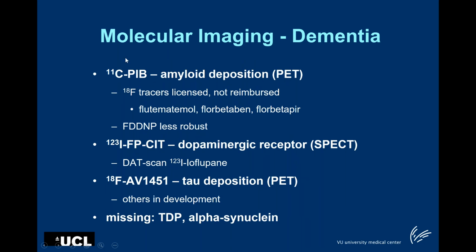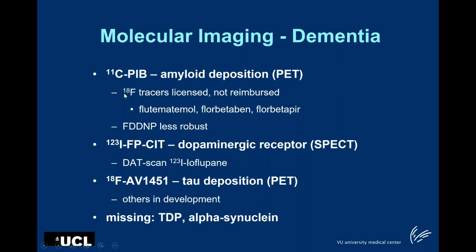But we would like to go even earlier, as I said, and therefore we now have at our disposal molecular imaging techniques. I will talk mostly about amyloid imaging that we can do using PET, and the first tracer that we were able to use was PiB, Pittsburgh compound B. The disadvantage was that it was labeled with carbon-11, which has a very short half-life, so you need a cyclotron on site to produce and deliver it in time.